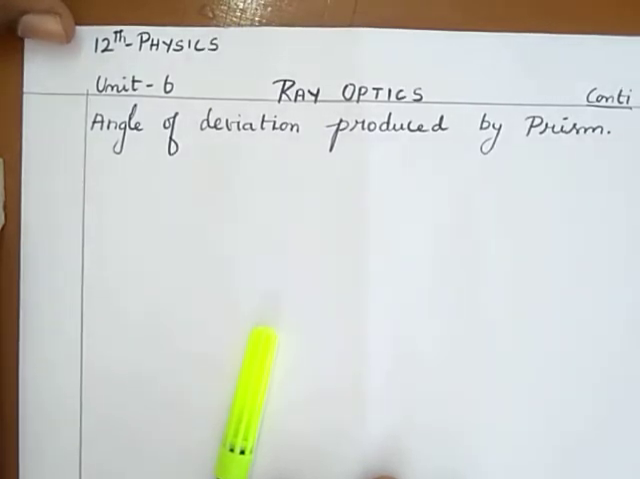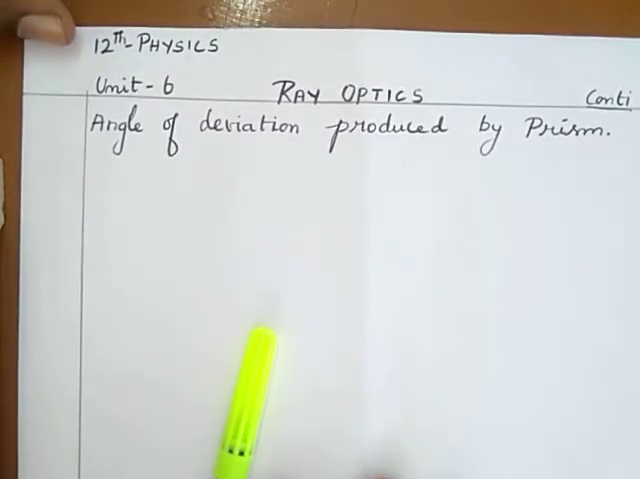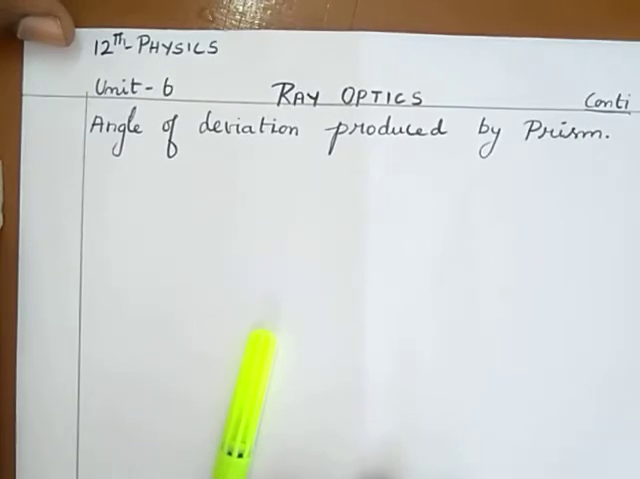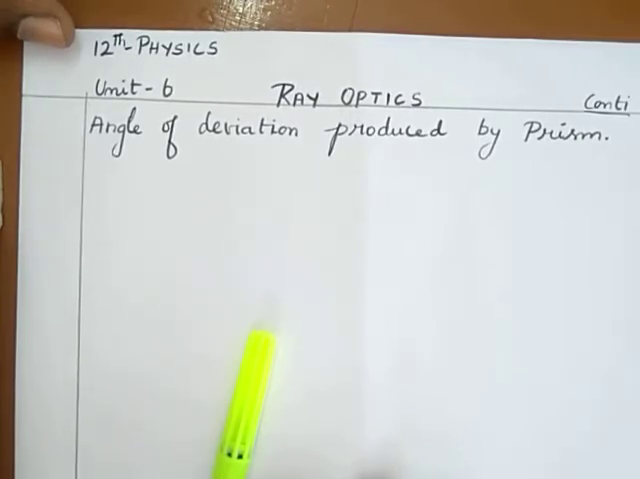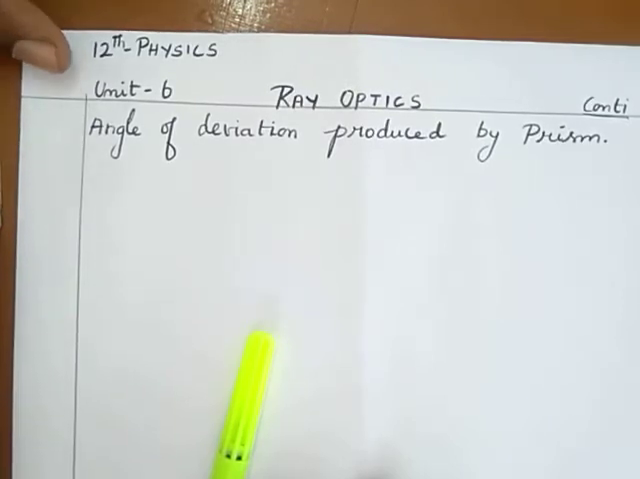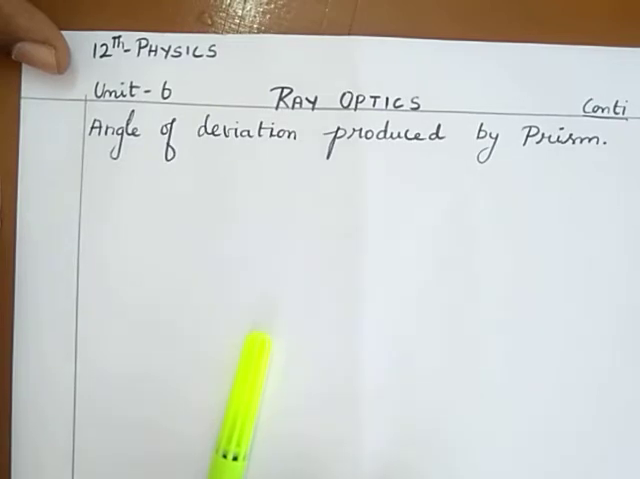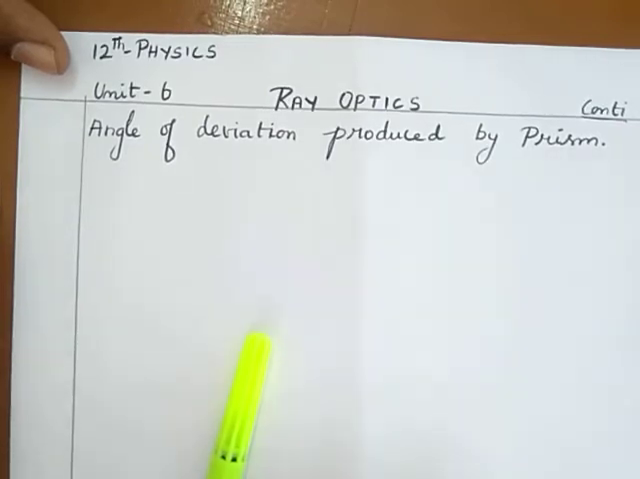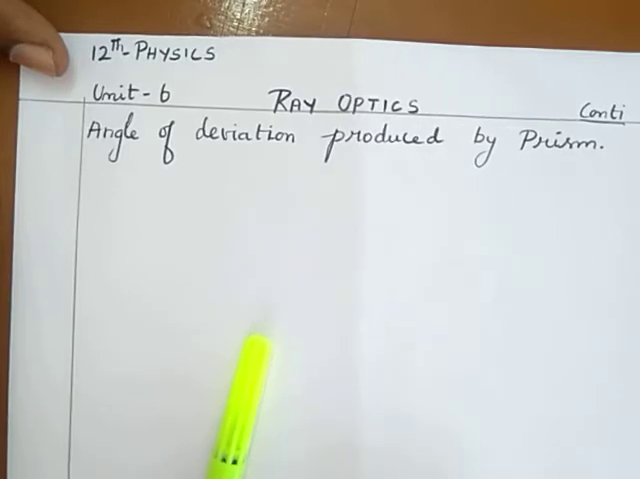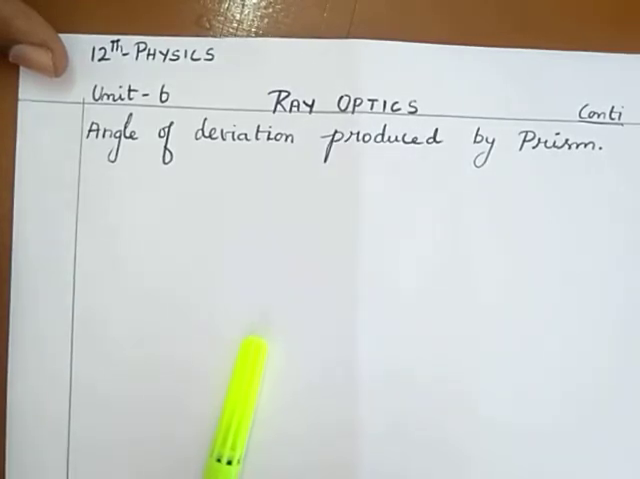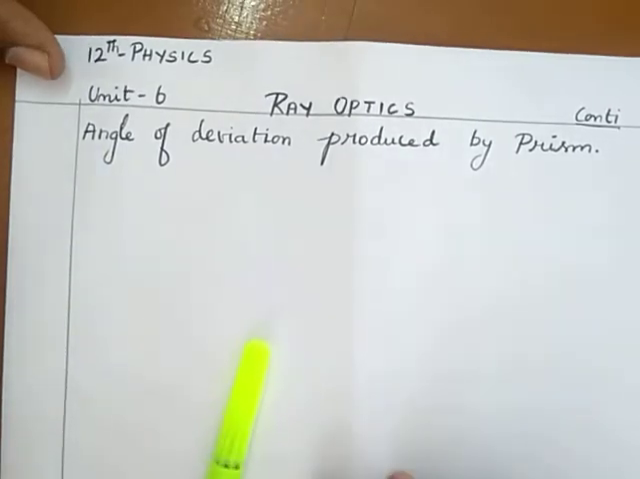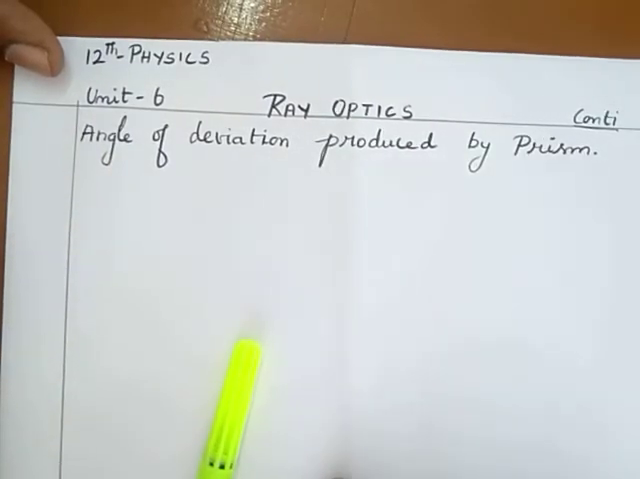In our previous class, we discussed the prism. We know a prism is a transparent block made up of glass. Here the prism consists of three faces. One face is a rough face, known as the base of the prism. The other two faces are polished, known as the refracting surfaces of the prism. The angle between the two refracting faces is known as the angle of the prism. Let me see the angle of deviation produced by the prism.